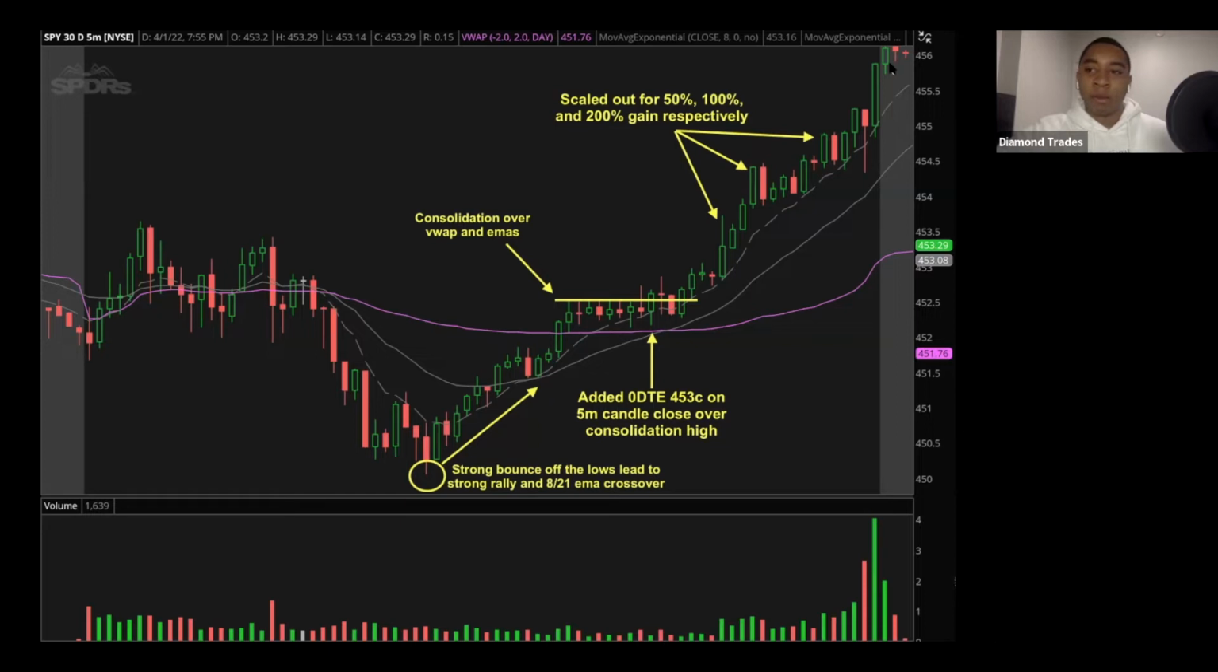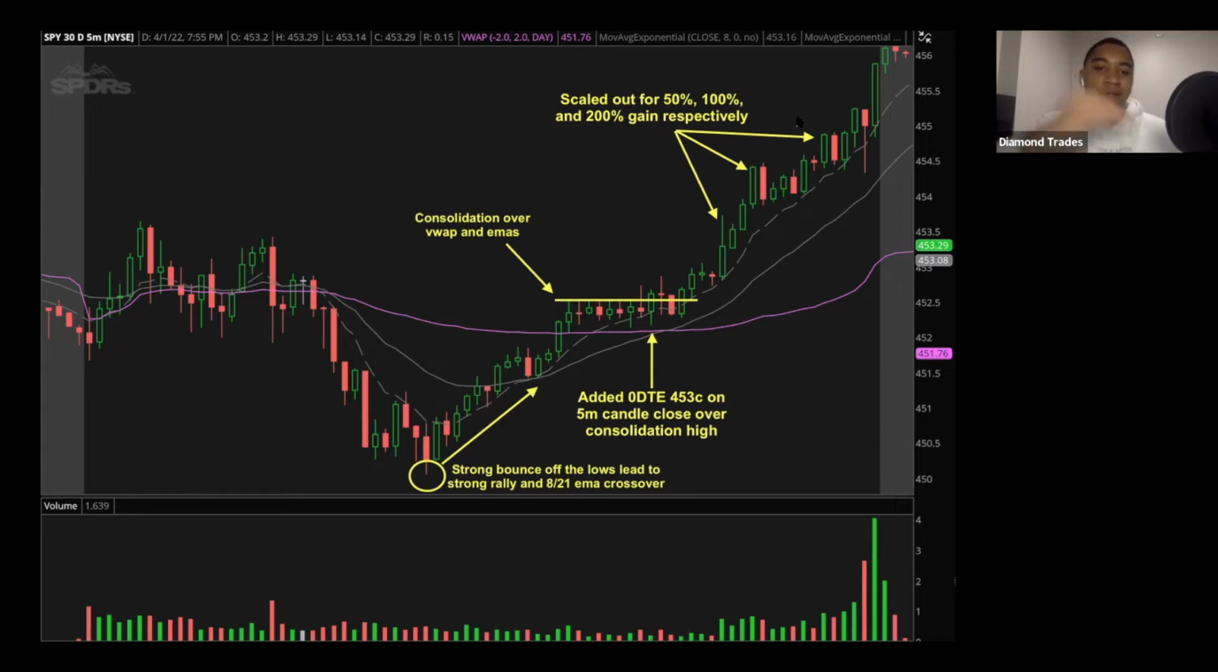Ultimately, we did wind up closing at the high of the day, well over 455, and these contracts were pretty deep in the money, able to secure a 200% gain, and they actually ran even further than that, closing the day at about 410% above my entry. And that's just one way that I like to use Unusual Whales to add conviction. And in this trade, it worked out perfectly, right?